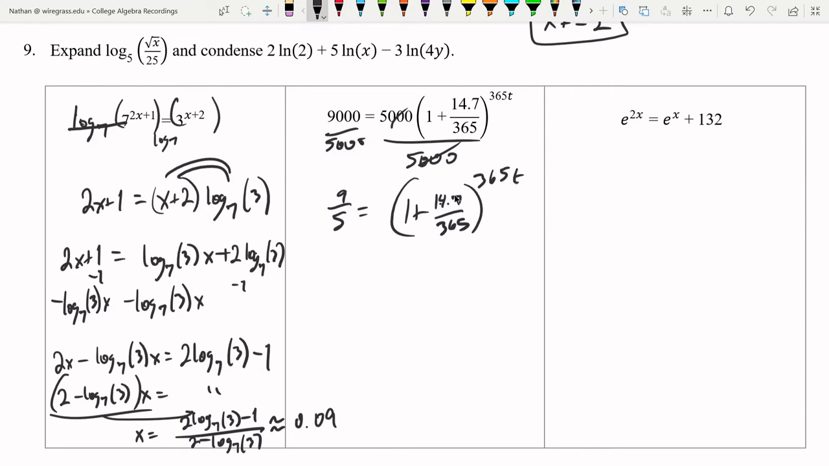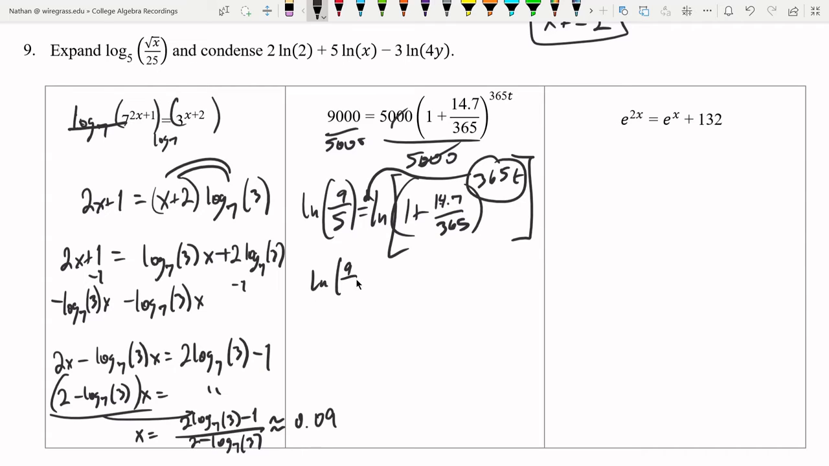Now, I can, of course, calculate this and give me a base, which then I can take log base this thing. But there's a trick in mathematics that we like to use, and that's the natural logarithm trick. You take the natural logarithm of both sides, and now you have a logarithm on both sides, so we can take this power and move this power in front. That's going to give me 365t times the natural log of this stuff here, 1 plus 14.7 over 365.